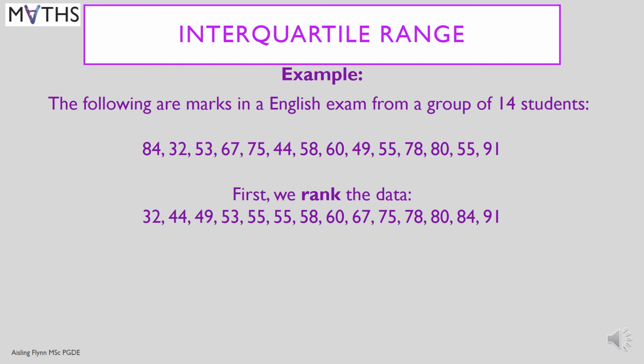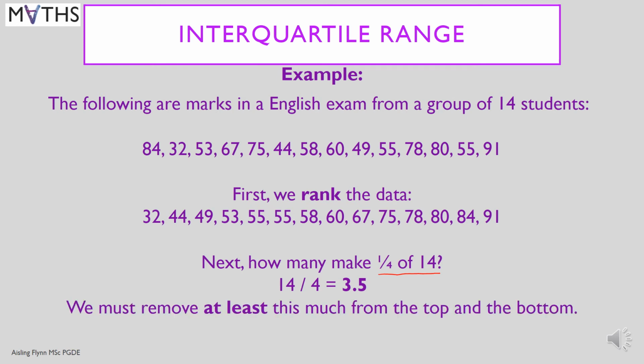So what we must do now is remove the first quarter and the last quarter of data. So first step is to find 1/4 of 14. How many make 1/4 of 14? 14 divided by 4 is 3.5. Now you can't remove 3.5 values. And the definition, when you look into it, of the interquartile range is that you must remove at least this much. So we must remove at least 3.5 values.